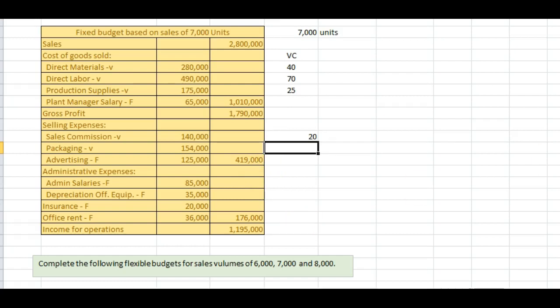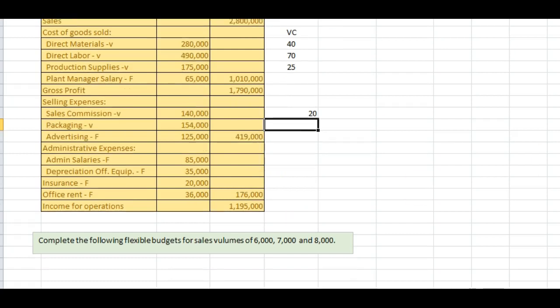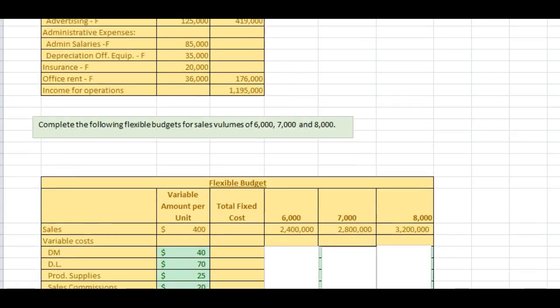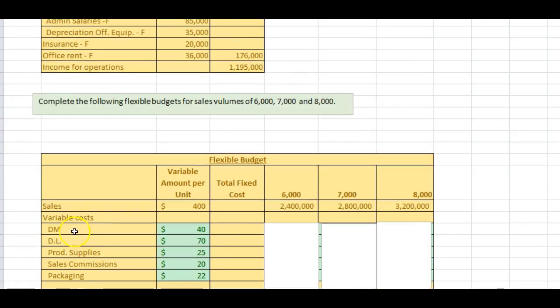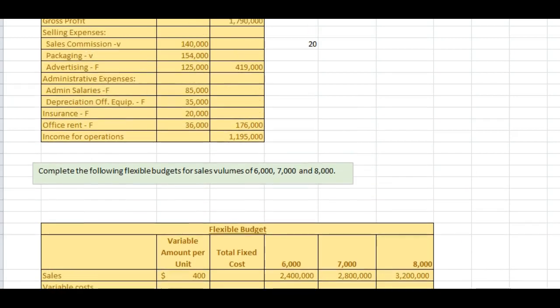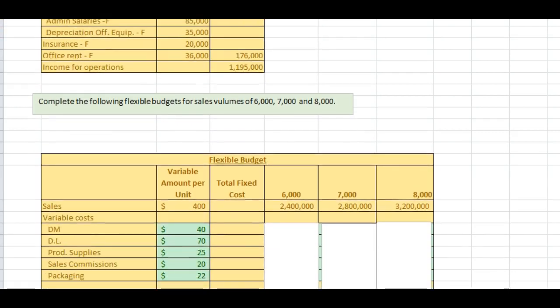So now let's move down, and we have our variable costs, and I'm going to transfer those to the direct materials and the direct labor and the products. And so all of these costs have been transferred down from here. I didn't get packaging, did I? Sorry. I'll just pull that. Should be $22. Equal this divided by 7,000. So $22. So all of those get transferred down to here.